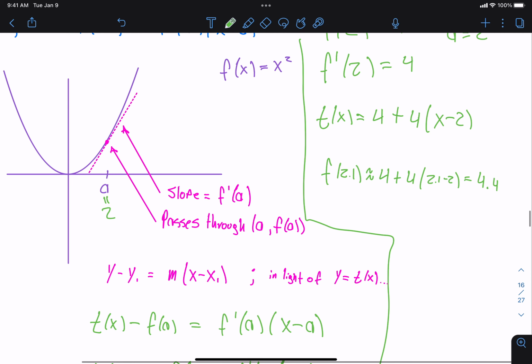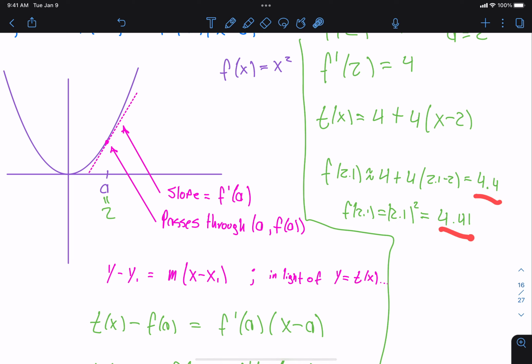Okay, well, what would we get if we actually did f of 2.1? Well, we would get 2.1 quantity squared. Someone have their calculator who can do that for me? 4.41. Okay, great. So it looks like our approximation was pretty close, right? And we expected that to be true because the height of the tangent line will be similar to this function at this point.